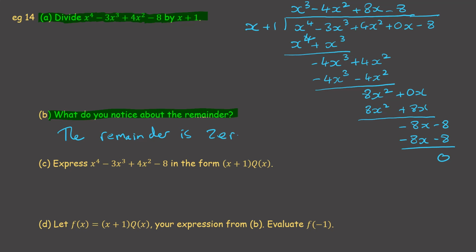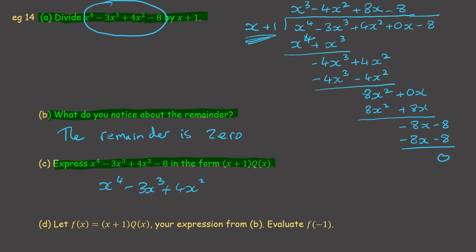And that means that x plus 1 must be a factor of, not the thing I'm circling now, but of the original x to the 4 minus 3x cubed plus 4x squared minus 8. And that means when we go to part C, we're not going to write down a remainder. It's just x plus 1 q of x. So x to the 4 minus 3x cubed plus 4x squared minus 8 is going to be x plus 1. And the q, as usual, is this bit up here. And that's going to be x cubed minus 4x squared plus 8x take away 8.